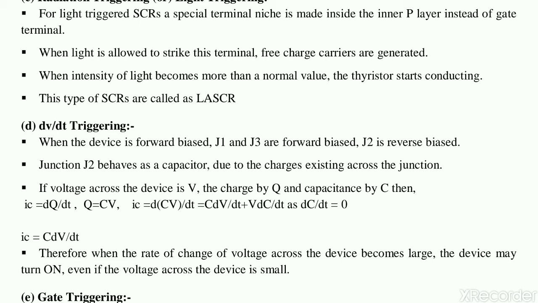So according to that equation, when the rate of change of voltage across the device becomes large, the device may turn on even if the voltage across the device is small. So in this method, we can turn on the SCR by changing voltage across the device.